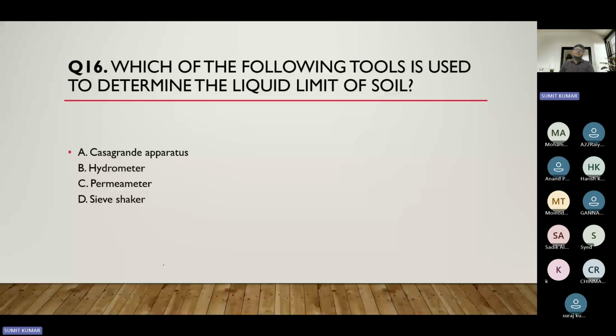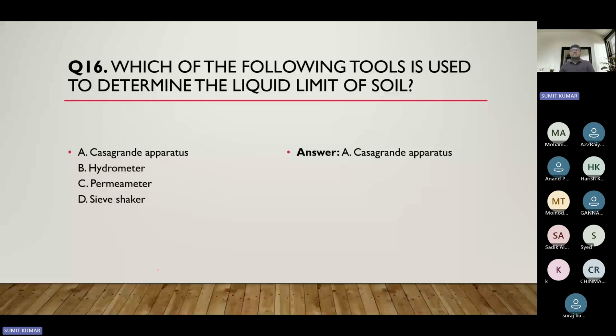Next question is, which of the following tools is used to determine the liquid limit of soil? Cascade apparatus, hydrometer, perimeter, sieve shaker. I think one name I have taken today as well, that is the Cascade apparatus. That is the correct answer.